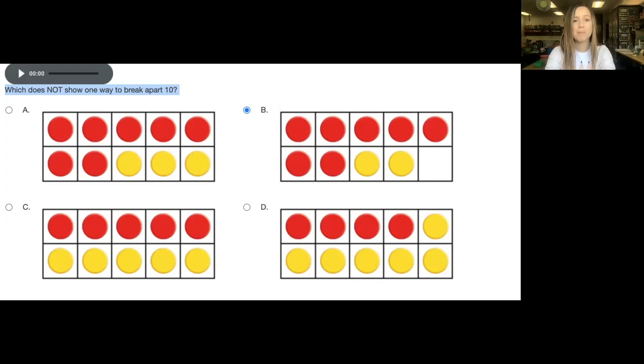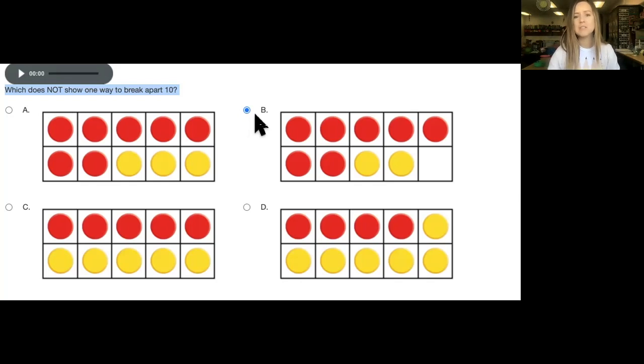Our first practice problem says, which does not show breaking apart 10? To figure out which one does not show it, we need to know what it means to break apart 10. Well, whenever you're using a 10 frame, that means your whole 10 frame needs to be filled. Let's look at our first answer choice. Answer choice A has the whole 10 frame filled. That means it's showing 10. And since it's got two colors, they broke it into two groups. But our question is asking which one does not show that. So it can't be that answer.